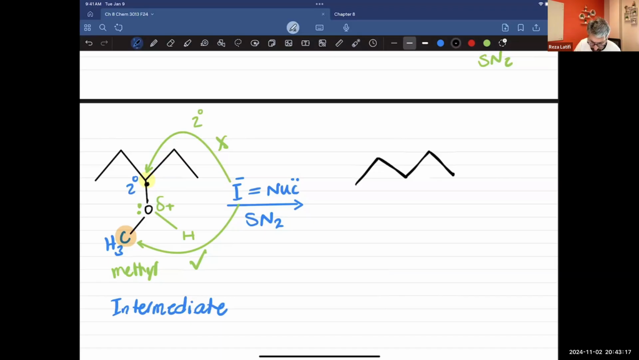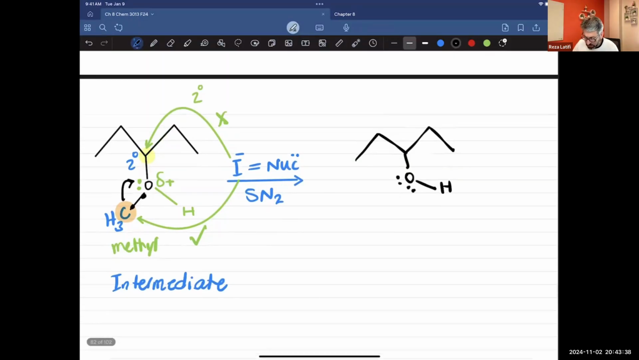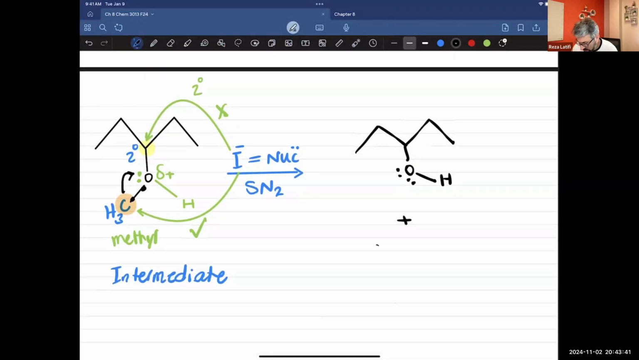Those two electrons will stay attached to oxygen, so nothing will happen to them. But these two will be given to oxygen, and oxygen will leave as an alcohol. So here you go, I have oxygen with hydrogen, and it will have two lone pairs. So I got an alcohol. The other product will be CH3 attached to iodide, and iodide was our nucleophile.